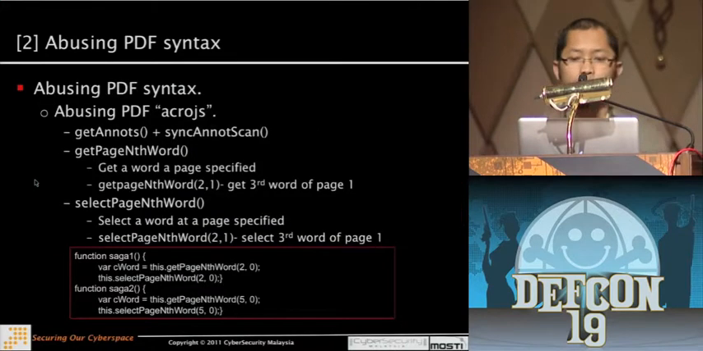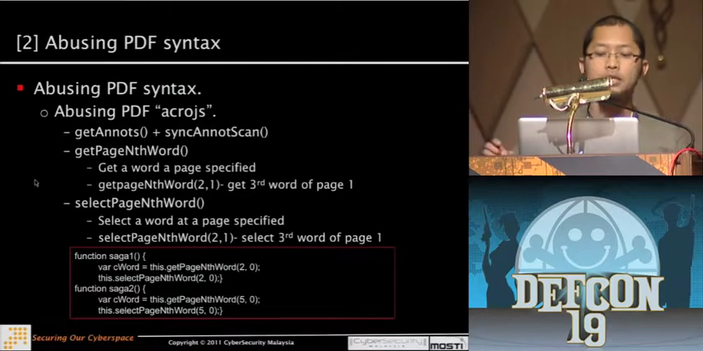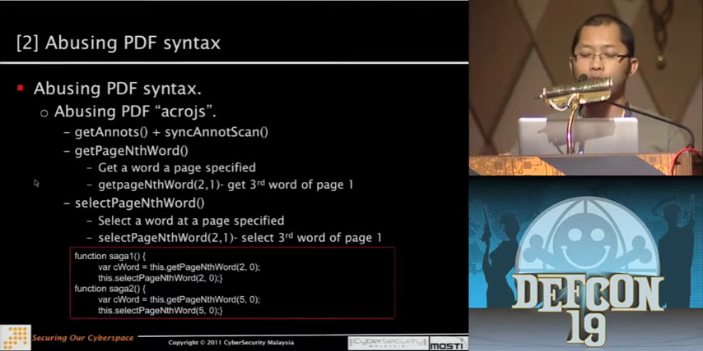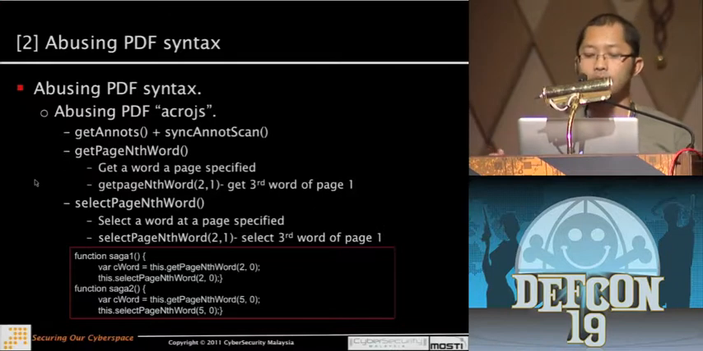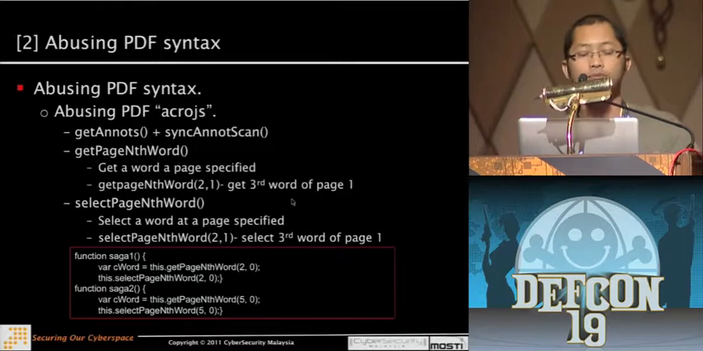Okay. Then another thing is abusing the PDF syntax related to Acrobat, specifically designed for the PDF engine, especially Adobe. A couple of JavaScript functions like get annots, get annot, get page number. For example, get a word. Now, for example, get page nth word. This one basically tries to get a word on a specific page, and getPageNthWord 1 is basically getting the third word of page 1, for example. And then you can select based on page as well.